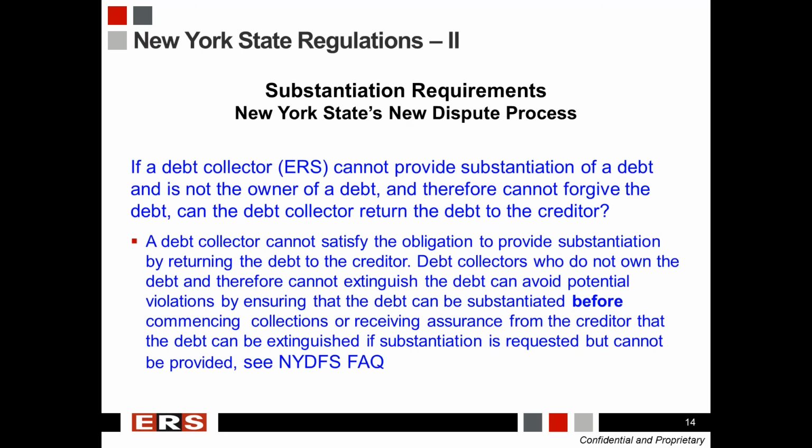Debt collectors who do not own the debt and therefore cannot extinguish the debt can avoid potential violations by ensuring that the debt can be substantiated before commencing collections or receiving assurance from the creditor that the debt can be extinguished if substantiation is requested but cannot be provided to the consumer, that is. See NYDFS FAQ.